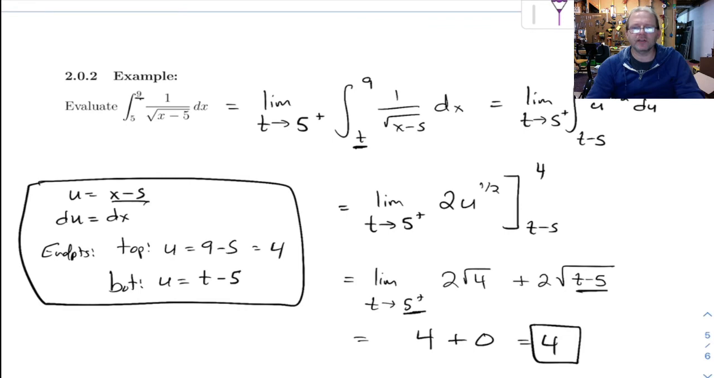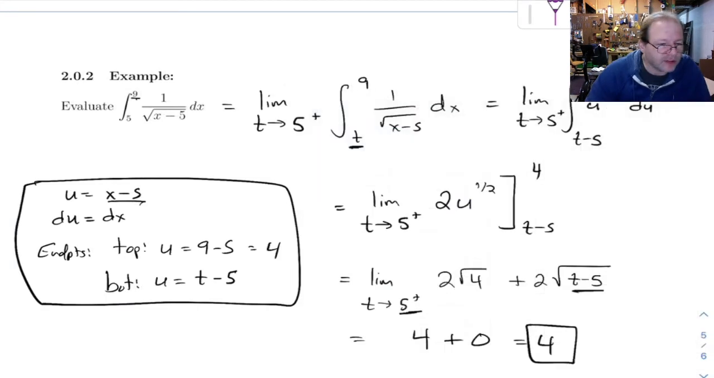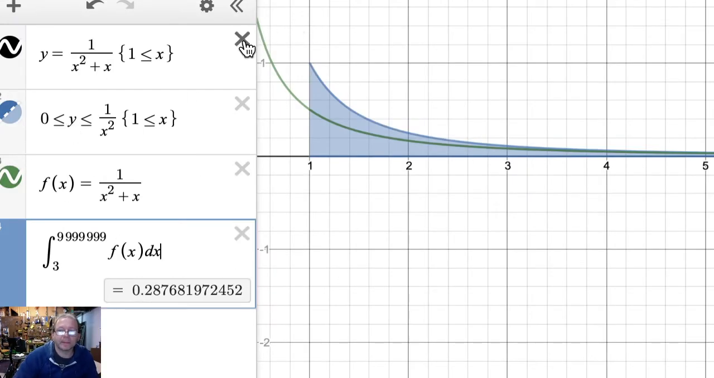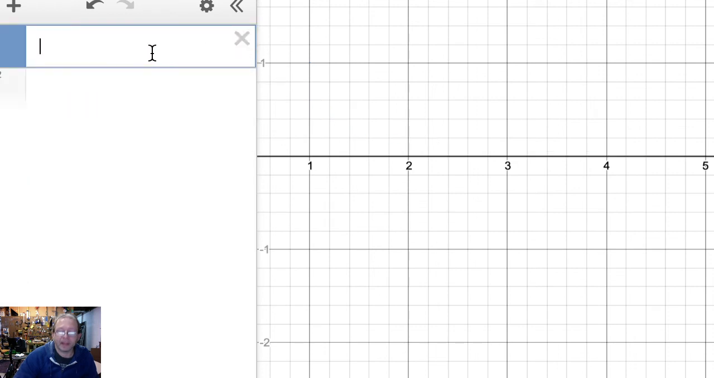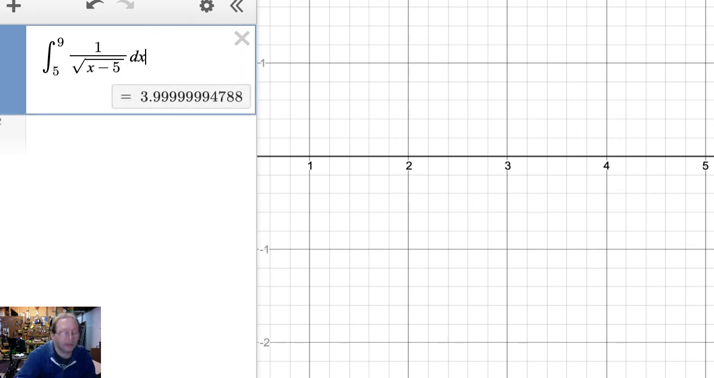So let's check this on Desmos. That's a little too small to see, so I'll go to the big Desmos screen. Let's put this in: integral from 5 to 9 of 1 over the square root of x minus 5 dx. And it gives me 3.999, etc. So that verifies that our answer of 4 is correct.